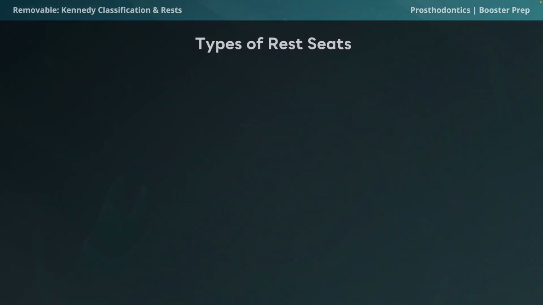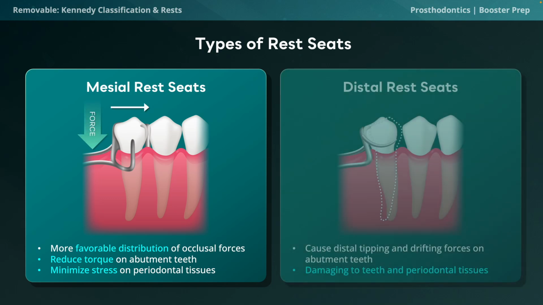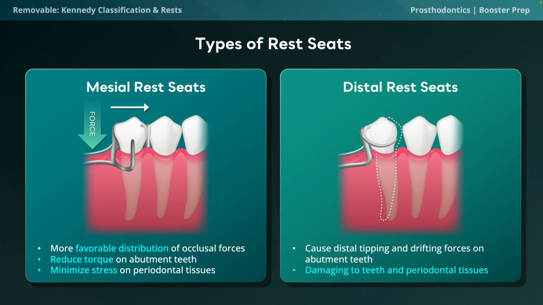Okay, so now you know how to prep a rest seat properly, but what about where to place it on the tooth? Well, there are two main categories of rests, mesial rests and distal rests. Mesial rests create a more favorable distribution of occlusal forces. They reduce the torque on the abutment teeth and minimize stress on the periodontal tissues as well. Whereas distal rests can result in torquing of the abutment tooth, which can over time cause distal tipping and drifting. Ultimately, they can be very damaging to the teeth and the surrounding periodontium.